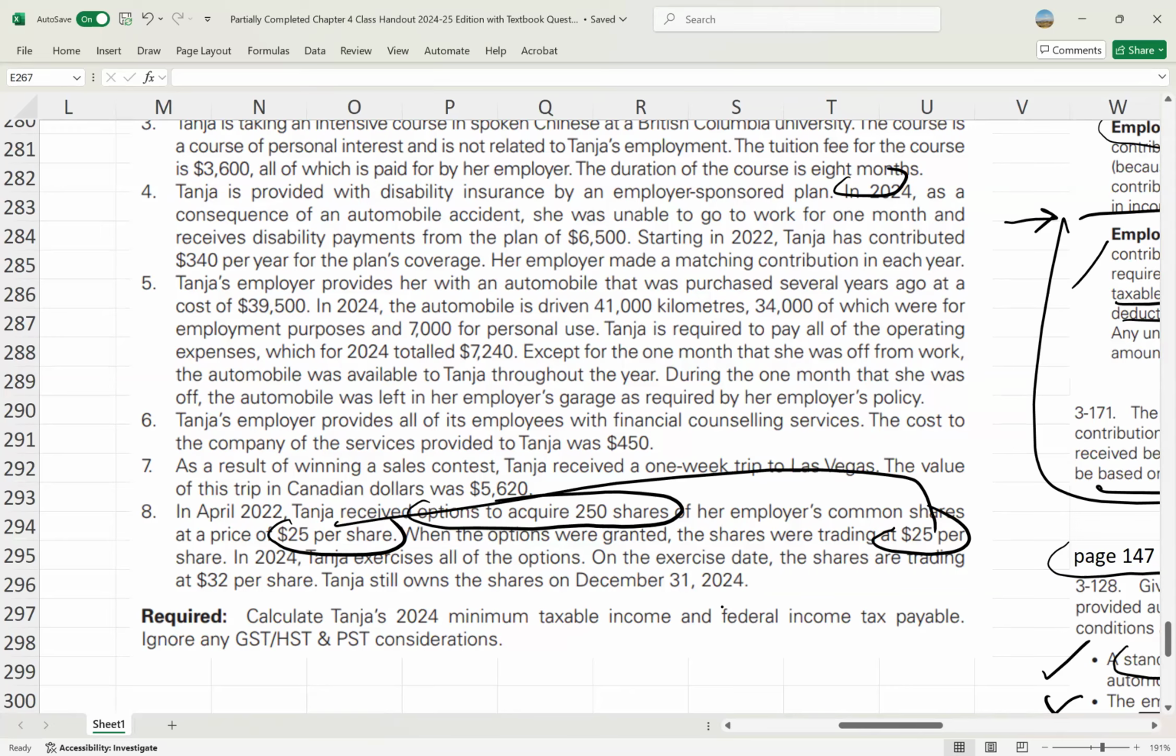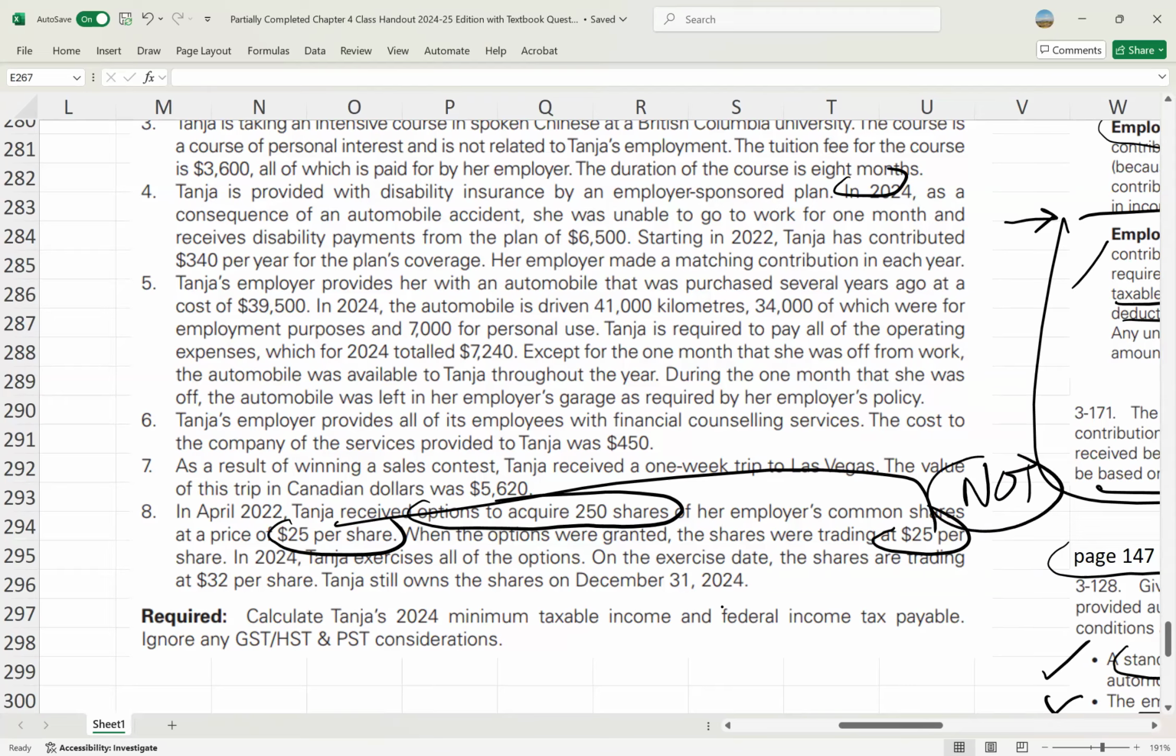So she's not going to be in the money, right? Because she's not going to be better off if she exercises the stock option. She can exercise it right away for 25, but she can only sell it for 25. So she's not making any money. So this is an example where she is not in the money.